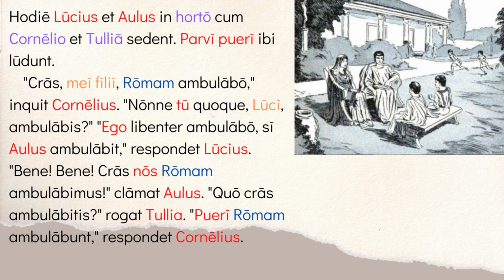Then you have quo cras ambulabitis, rogat Tullia. So tomorrow, where to, right? Quo, where will you walk, right? Ambulabitis, right? And then you have the response. It says, pueri Romam ambulabunt, responded Cornelius. So the mom says, where are you going to walk tomorrow? Where will you walk? And Cornelius responds, the boys will walk, ambulabunt, to Rome, right?